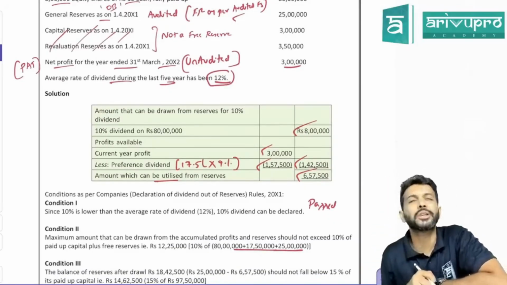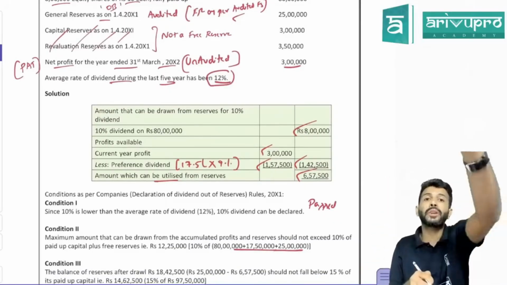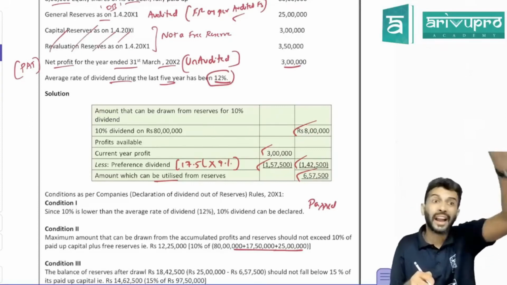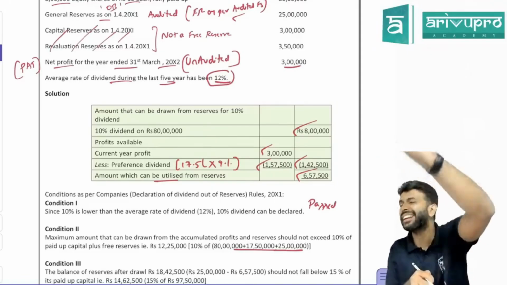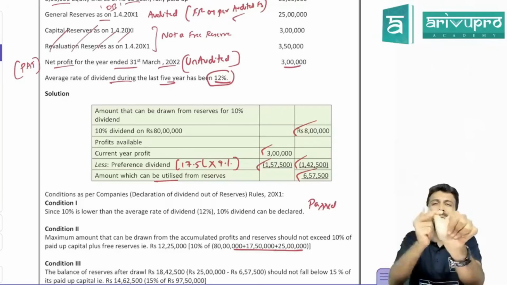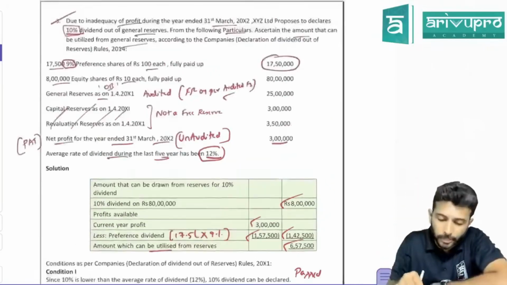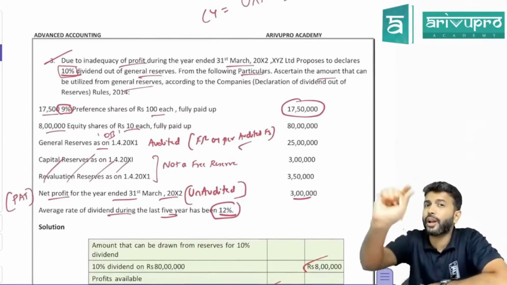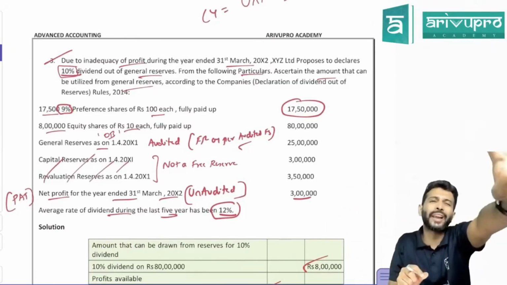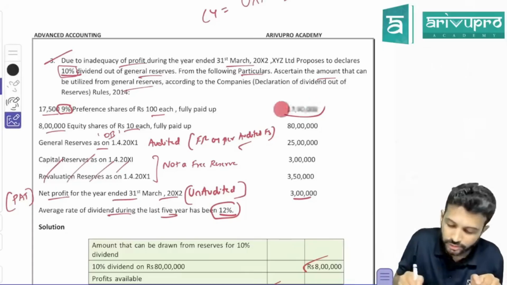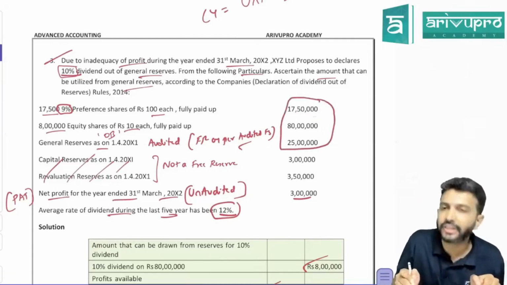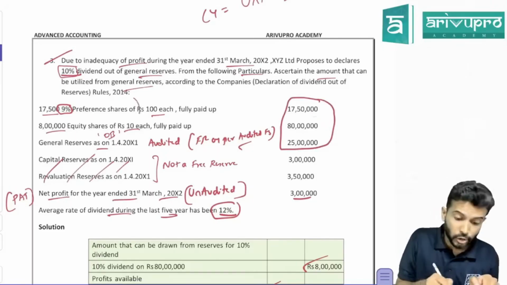Okay, now the next condition. Condition number 2. What does condition number 2 say? The amount to be withdrawn from the reserves should not exceed 10% of paid up capital and free reserve as per the latest audited financial statement. They use the words 10% of paid up capital and free reserve. Did they say paid up equity share capital or only paid up capital? Paid up capital. Paid up capital here constitutes both equity and preference share. So add all this. Paid up equity share capital you add, preference share capital you add, general reserve also you add.